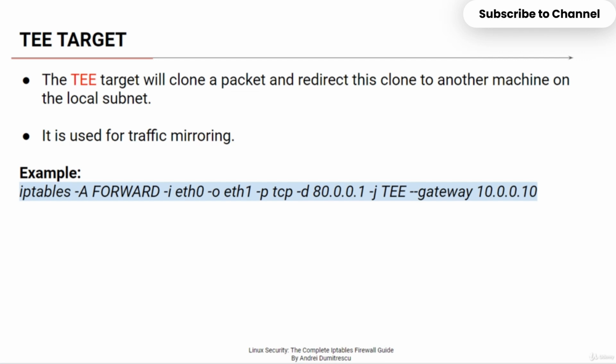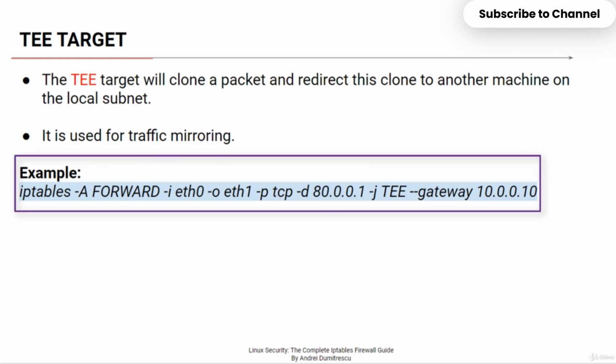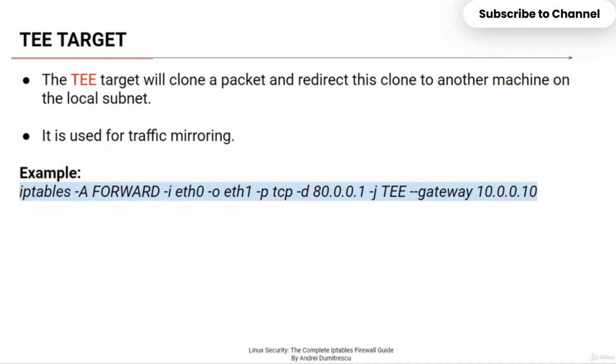The TEE target will clone a packet and then redirect that cloned packet to another machine on the local subnet. It's used for traffic mirroring. In this example, I clone and redirect all routed traffic to destination 80.0.0.1 to my gateway, which has the IP address 10.0.0.10. Let's see a live example.